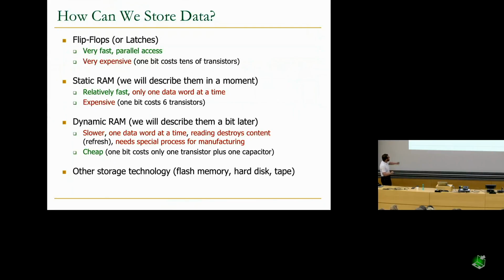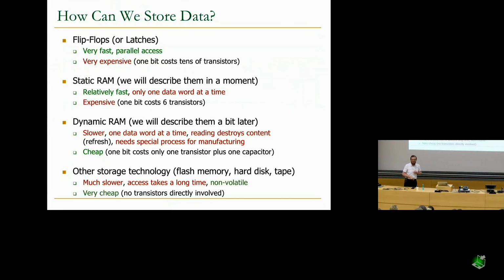Okay, one reason this might be disrupted is because there are other storage technologies that may actually disrupt things. Everything over here, actually. So these are the ones that already exist: flash memory, hard disk, and tape. They're much slower. Access takes a long time. They're non-volatile, so they have a green over here compared to DRAM. And if you have a technology that's non-volatile and maybe similar to DRAM, maybe you'll win, right?